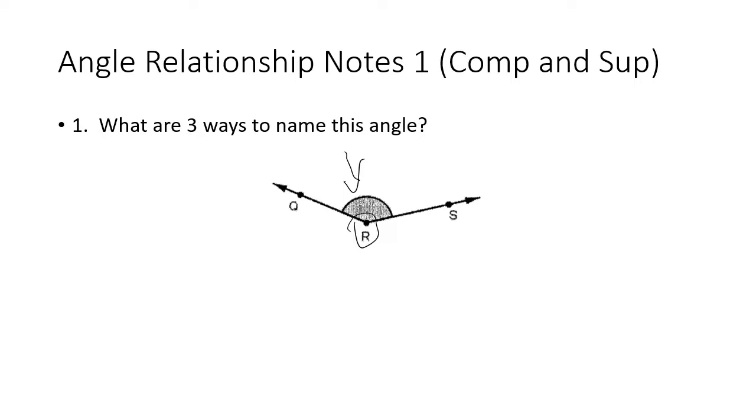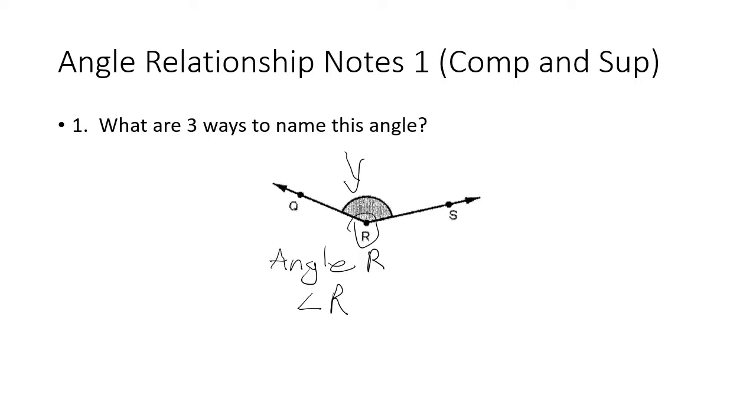So you could call that angle R. The catch is it's math. We don't want to have to write everything out, so we use symbols instead of words. So for the word angle, we use the angle symbol, which looks like a less than symbol, just a little flatter, and then the letter R. So that's angle R. There are other ways to name it though.